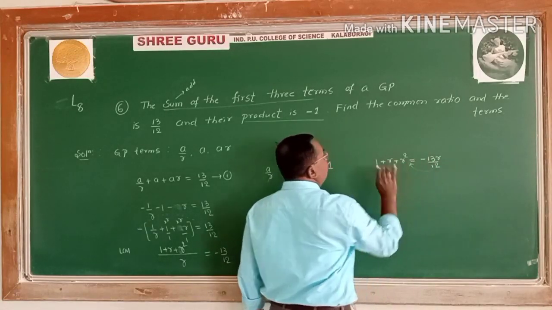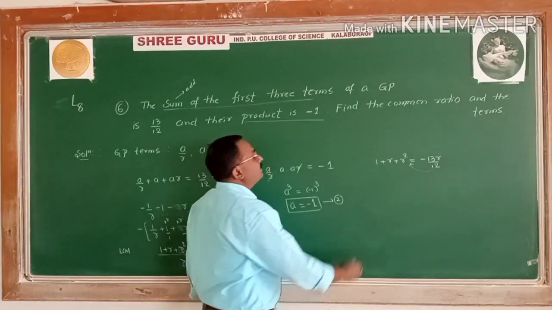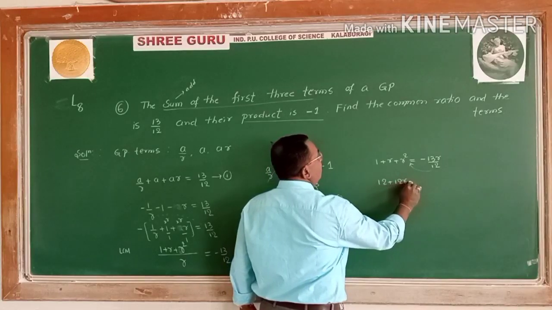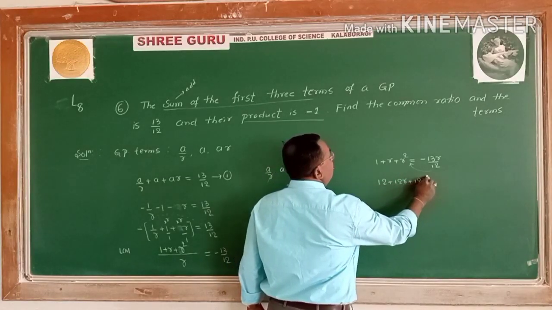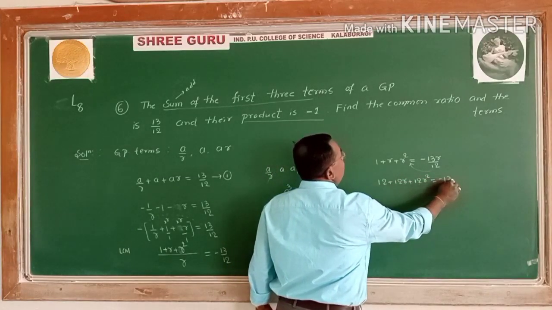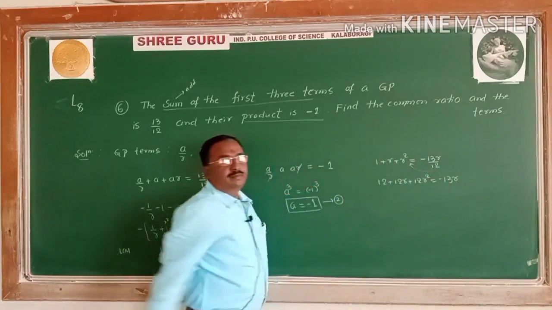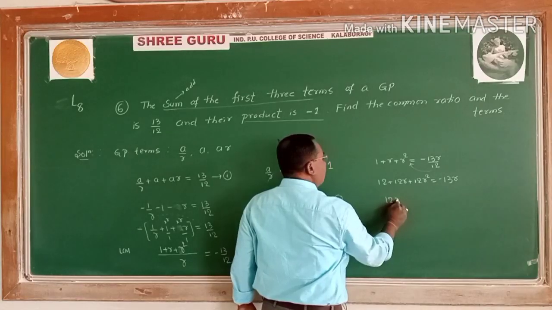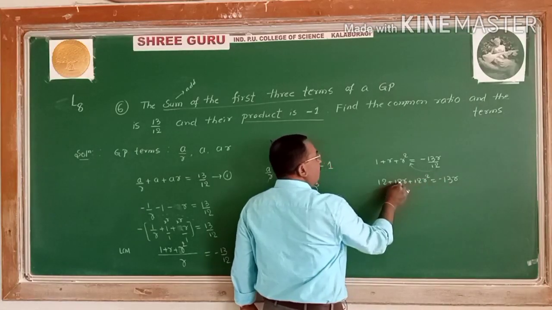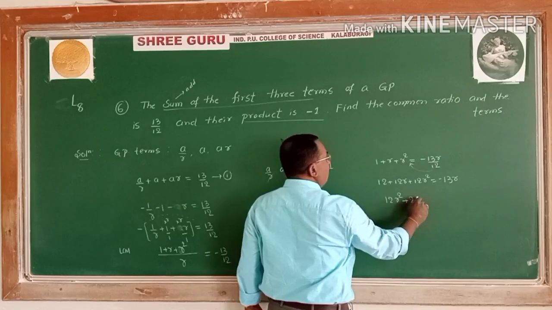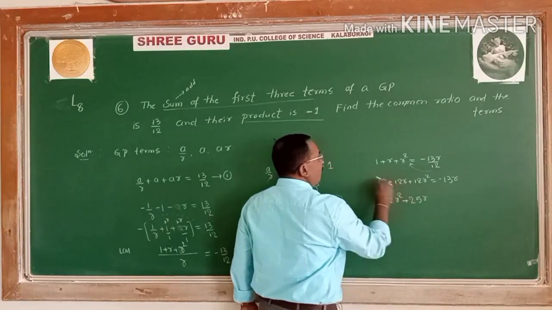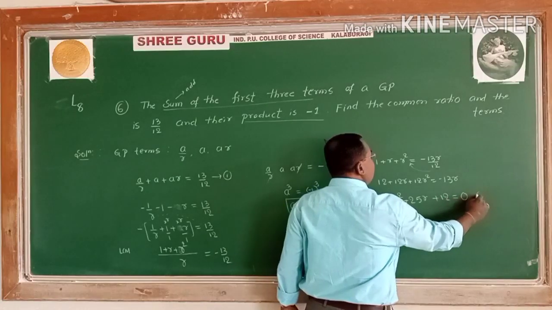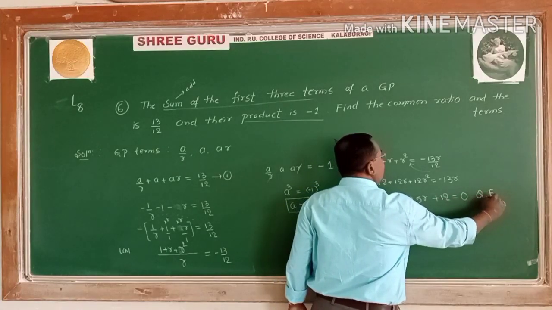This take it left. 12 plus 12r square is equal to minus 13r. Bring it together, 12r square, 13 plus 12, 25, 25r, remaining plus 12 is equal to 0. This is which form? Quadratic equation.